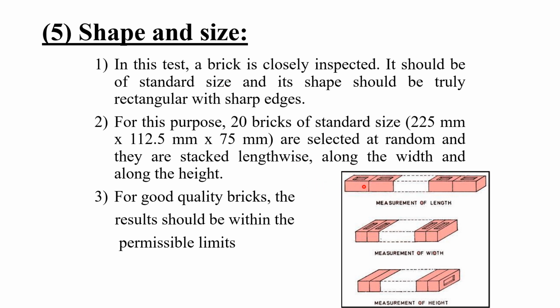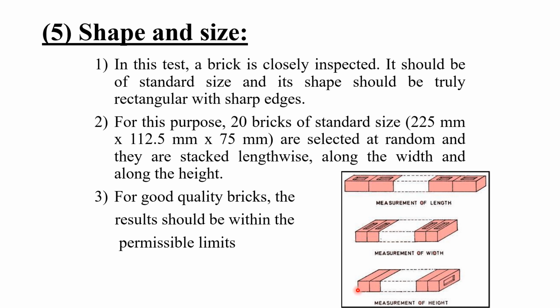We place 20 bricks in the stretcher face first, then 20 bricks in the header face, then 20 bricks lengthwise, widthwise, and heightwise. Here we calculate the total length of 20 bricks, then divide by 20, and we get the average length of one brick. Similarly, we get the total width of 20 bricks and divide by 20, and we get the average width of one brick.